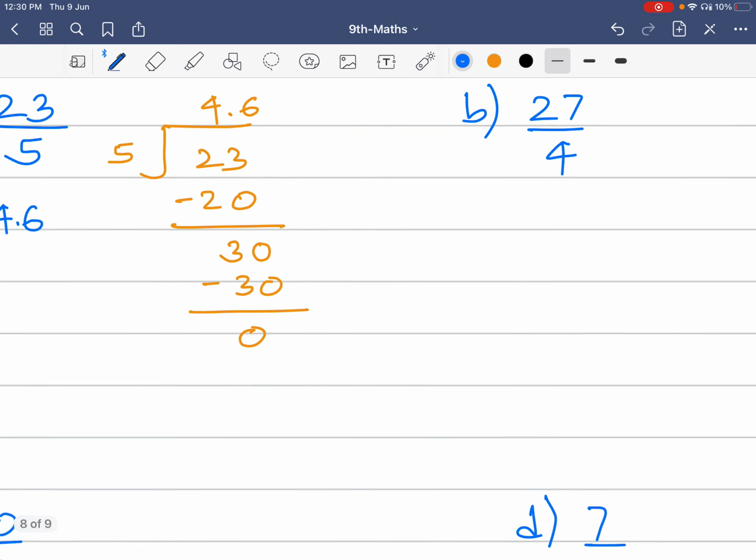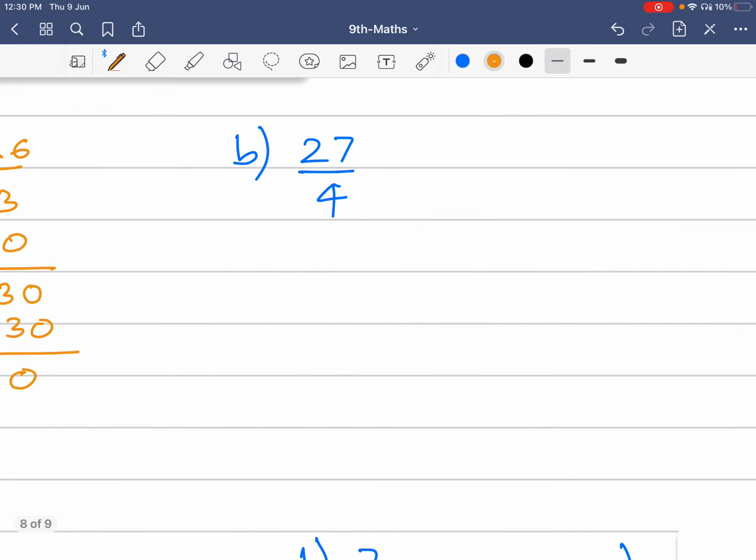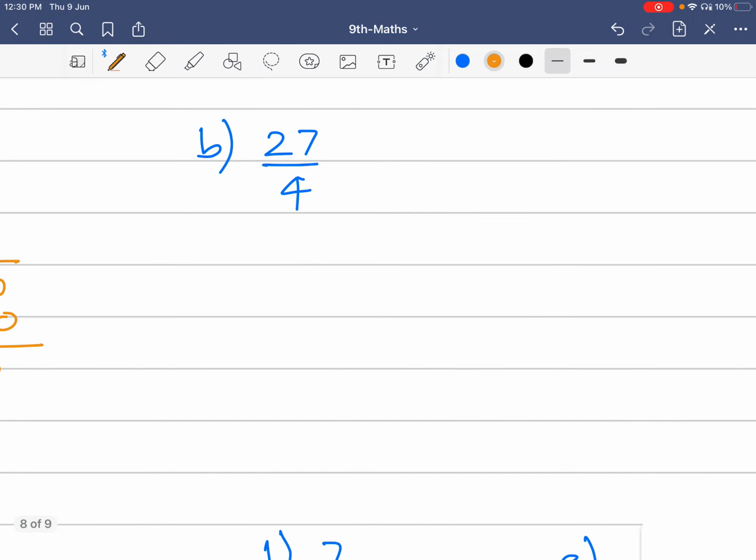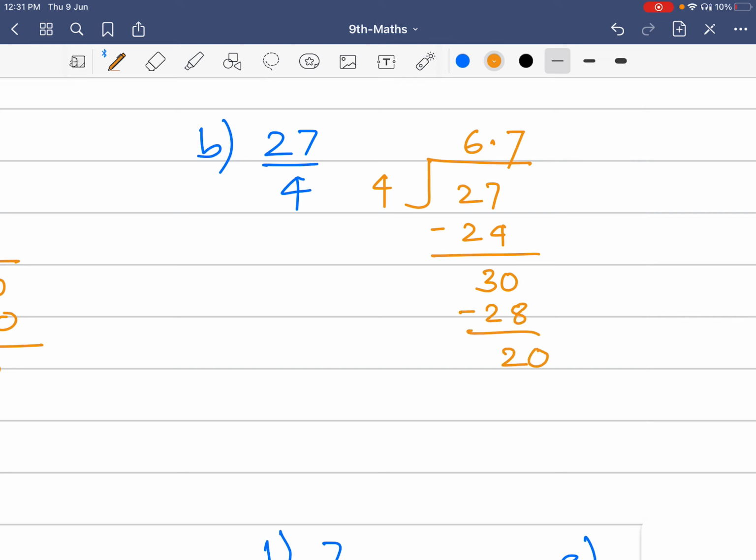Let's continue with the next example, 27 by 4. Once again, we are going to perform the division. 27 divided by 4. 4 sixes are 24, and then 3 is the remainder. Then I give my decimal point, so this becomes 30. Then 7 fours are 28, so 2 is the remainder. Then I add another 0, and then 4 fives are 20, and my remainder is equal to 0, and my division stops. So 27 by 4 in decimal can be written as 6.75.